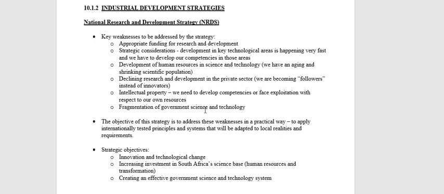All right, and then the last problem is the fragmentation of government, science and technology. Fragmentation means it's basically seen as two separate things. They see science as one thing and technology as another, whereas it is basically the same thing. Now, we have to combine science and technology. We need both science and technology if we want to move forward. All right, so those are the key weaknesses that the NRDS is supposed to address.